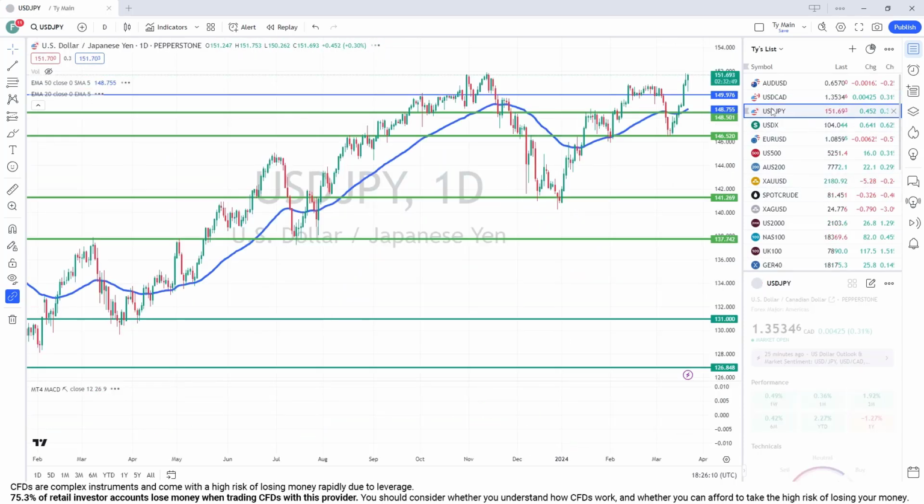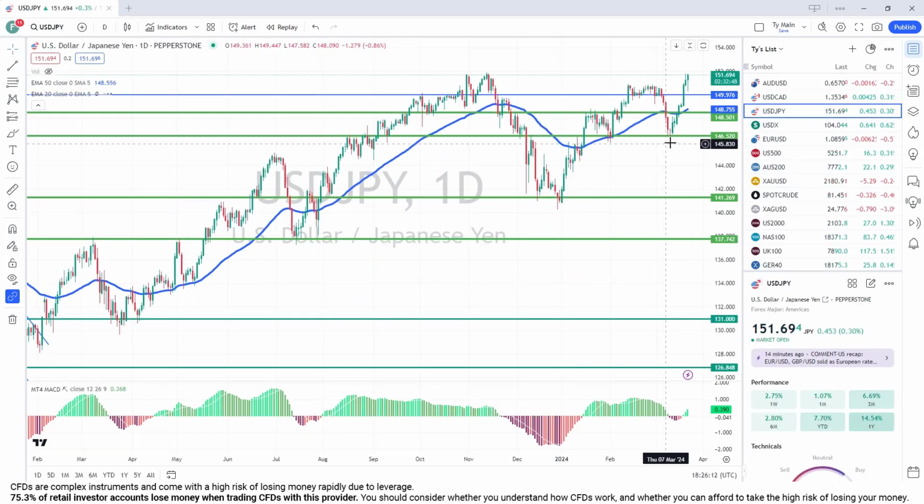The US dollar yen has been the star of the show. Obviously a really big kick up move. I know a lot of people got this one because we were talking about it last week and how it bounced off that level. All it needed to do was close above the 20 moving average, which it did on Monday, and then off it went.